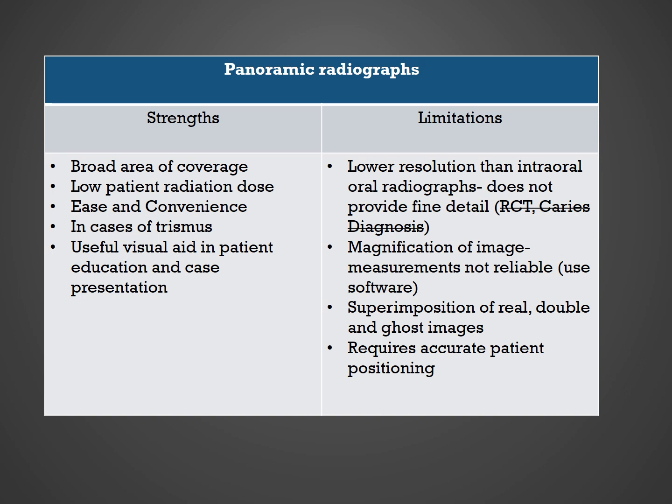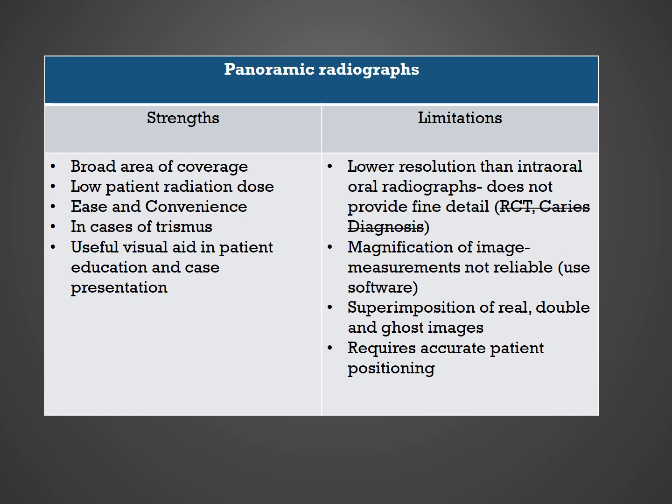There is magnification of the image and the measurements are not reliable, hence software has to be used to get exact measurements. What we see on the screen is a slightly magnified image of your jaws, probably 1 to 1.8% magnification. There is superimposition of real, double, and ghost images, which we have seen in all of the images that we just examined. This can be quite difficult to delineate unless you have studied the image thoroughly, and it requires accurate patient positioning.